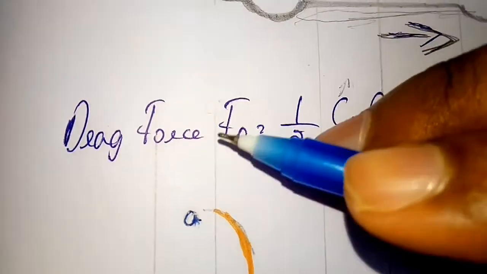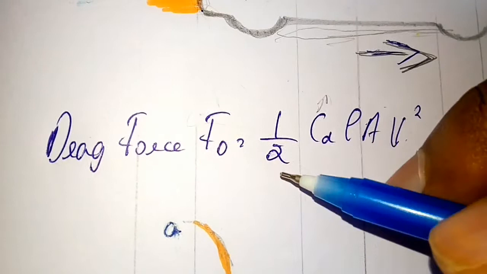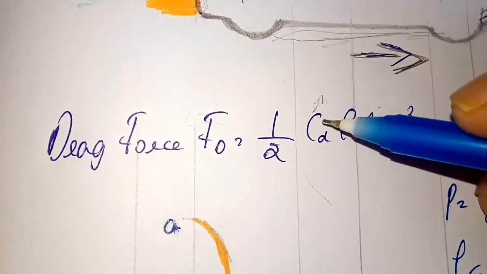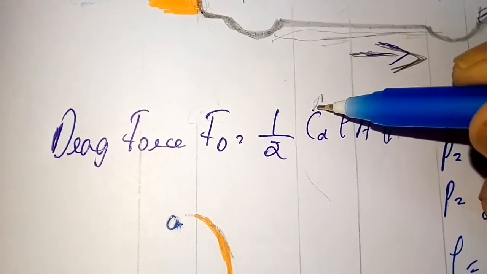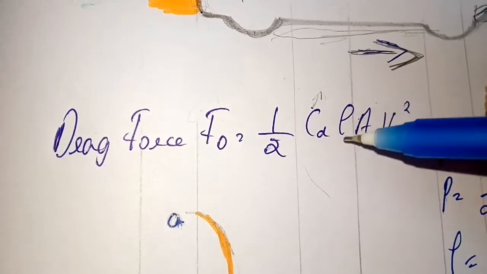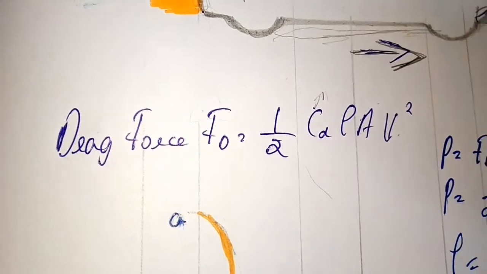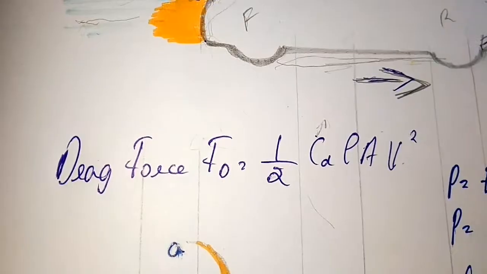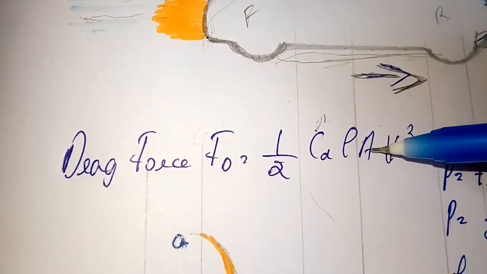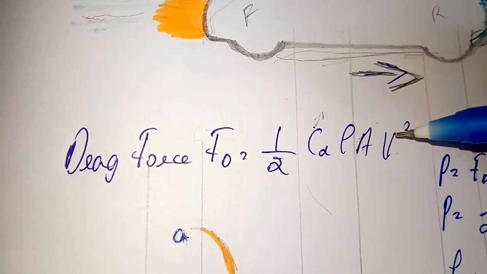This is the equation to find drag force on a vehicle, which is half CD rho A V squared. CD is the coefficient of drag, which is a constant for any body, and rho is the air density, which is 1.225 kilograms per meter cubed at sea level, and A is the projected frontal area, and V is the velocity of the vehicle.